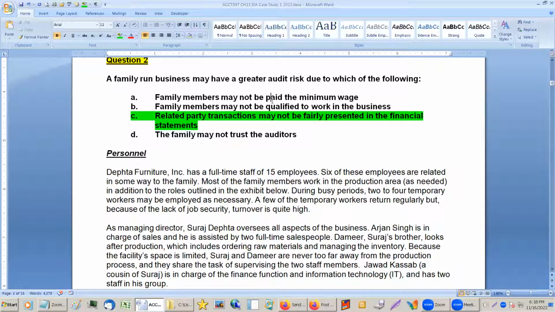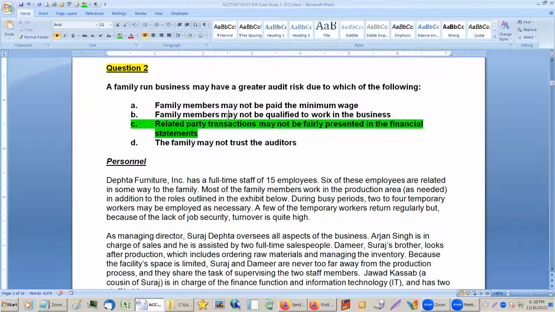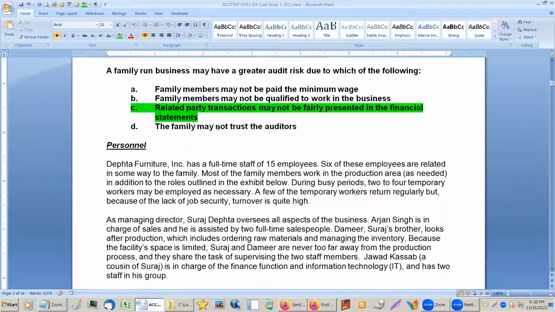Family members might not be paid minimum wage. That's usually not a problem. It can be, but usually not a problem. Family members not be qualified to work in the business. This is a furniture shop. I would say it's probably not a big concern for this one, anyways. And the family may not trust the auditors. This is a kind of a funny one because, first of all, they have to give the auditors all the information they need, and if they do that, it's fine. But it's really more that the auditors can trust the people running the business.